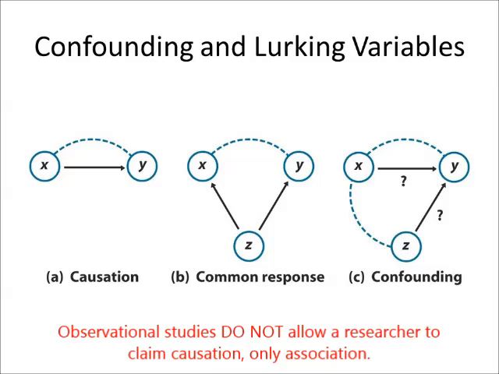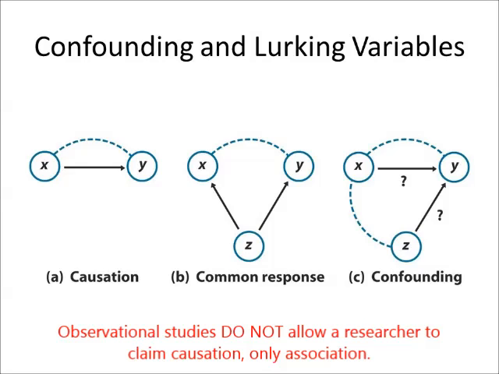The word confounding in a study occurs when the effects of two or more explanatory variables are not separated. Therefore, any relation that may exist between an explanatory variable and the response variable may be due to some other variable or variables not accounted for in the study.